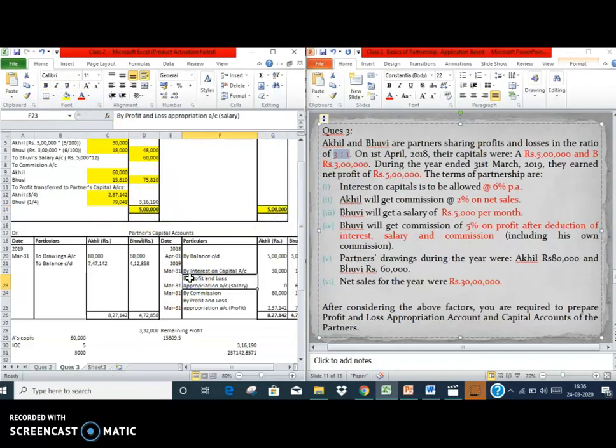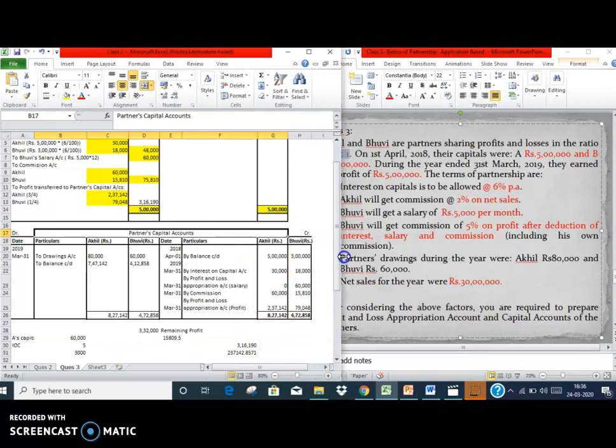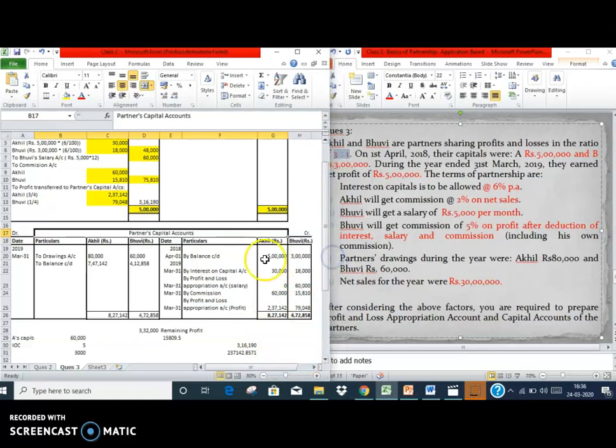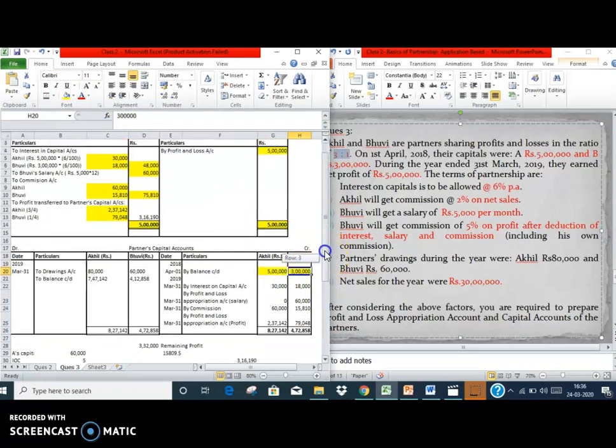Now moving to the partner's capital account. Over here we write all the incomes which the partner is getting. So I will show you. Okay, so you have all the incomes from where the partner is getting. The opening balances, 5 lakh and 3 lakh, are already given in the question. Interest on capital you must have calculated above, so this is over here.